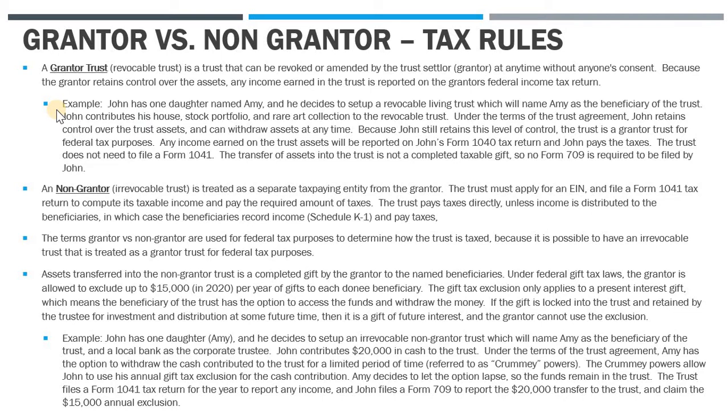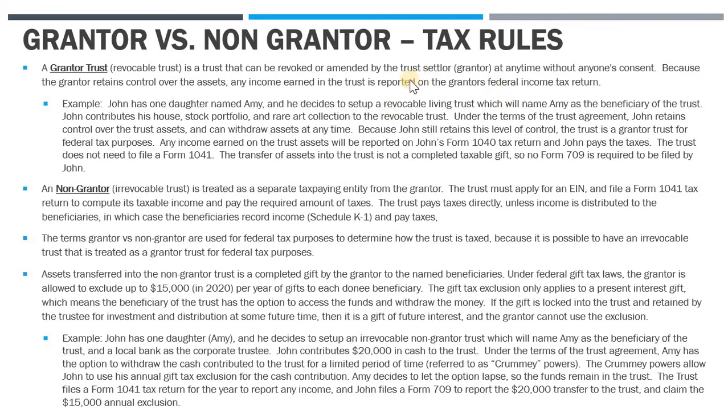So let's look at an example here. We have John, who has one daughter named Amy, and he decides to set up a revocable living trust, and this is going to name Amy as the beneficiary. John puts in his house, his stock portfolio, he has some rare art, puts that in there as well. Now, under the terms of the agreement, John retains such control over the assets that he can withdraw assets at any time, amongst other things, right? So because John still retains this level of control, under federal tax rules, this is going to be a grantor trust. And that was likely the intent, right?